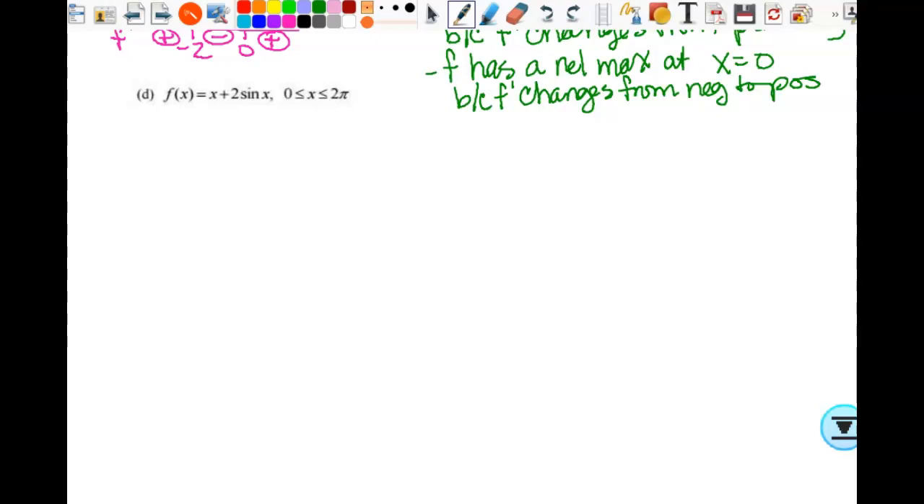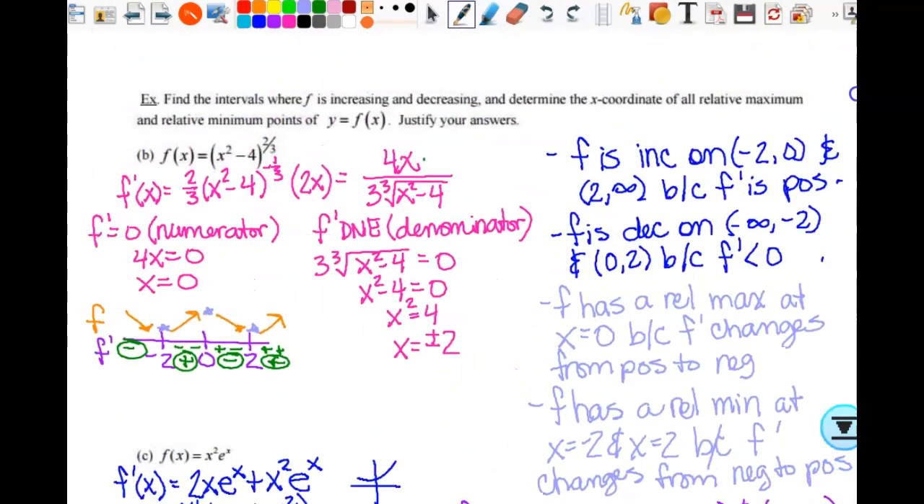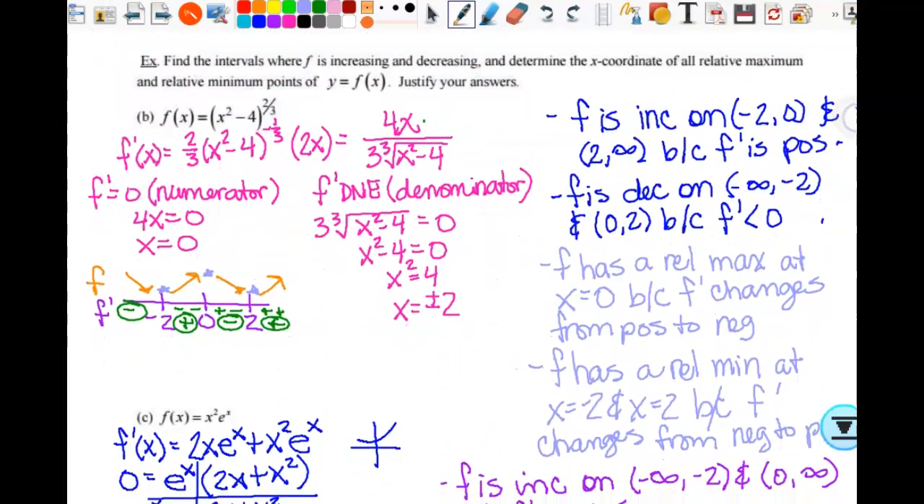Okay, so we have this last one right here from yesterday. Let's remind ourselves of the directions. So we're going to find the intervals where f is increasing and decreasing and determine the x-coordinates of all of the relative maximum and relative minimum points. So increasing, decreasing, relative max and min.